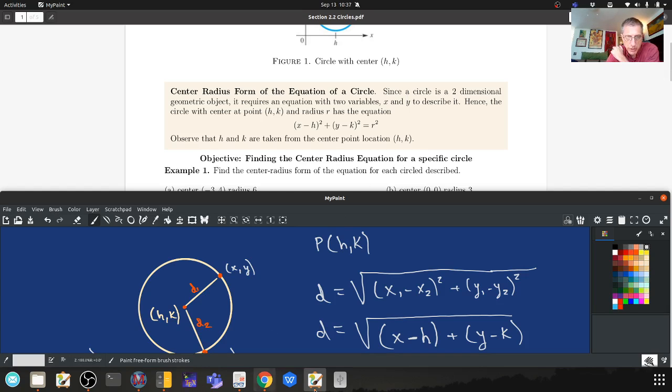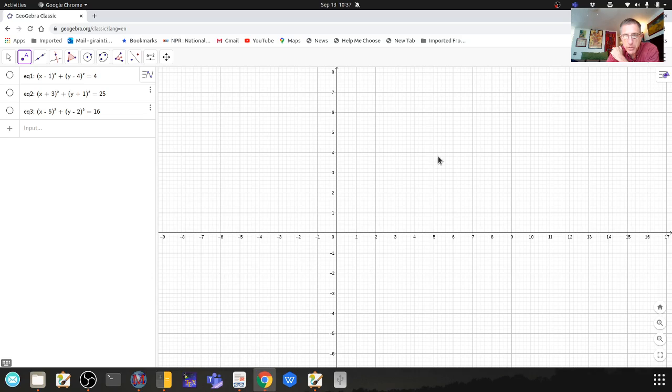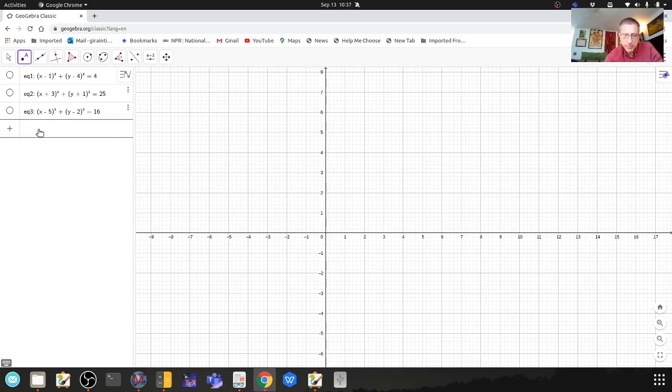So let's actually show that really fast. So I'm going to go over here to GeoGebra. And let's just say my center point is going to be, we'll go 4 and 5. Right there is the center point. So let's make our radius 2.